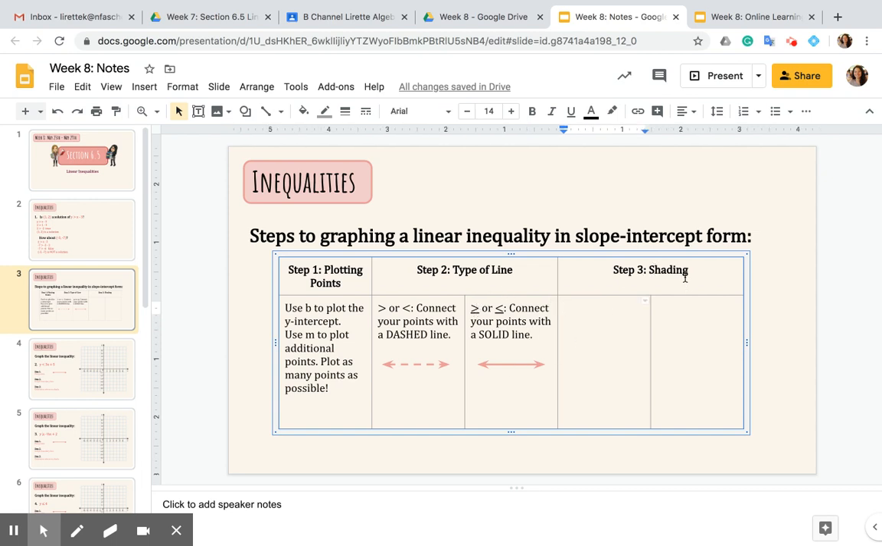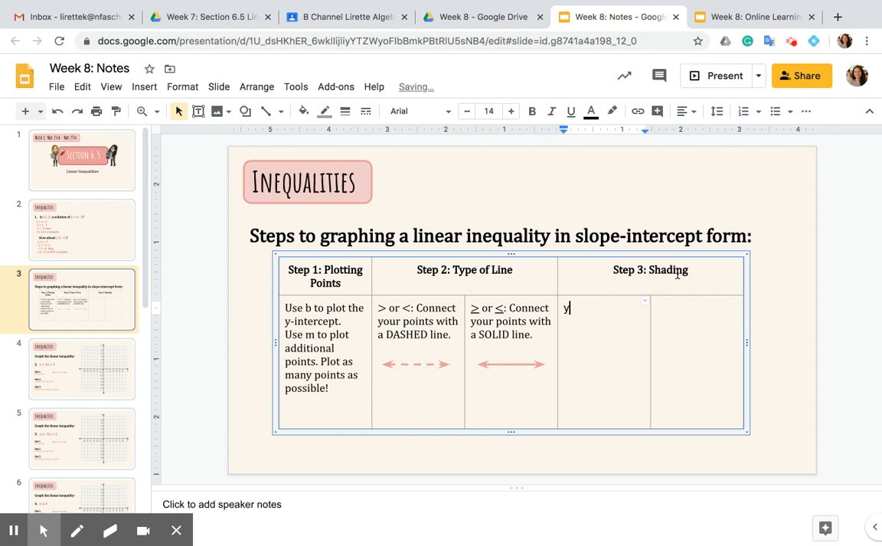Step 3, when we're graphing linear inequalities, you're going to shade a region of the graph. And in order to determine which region, there's 2 ways to do that. You can do it algebraically by plugging in a point and checking, or you can use the shortcut method. For the sake of time, I'm going to show you guys the shortcut method.